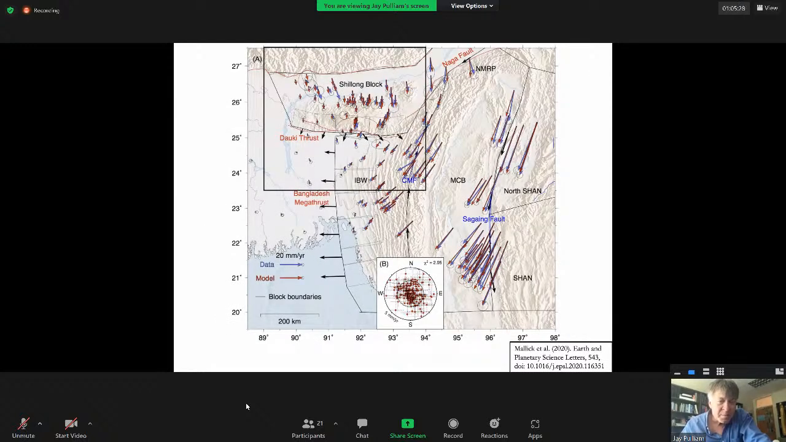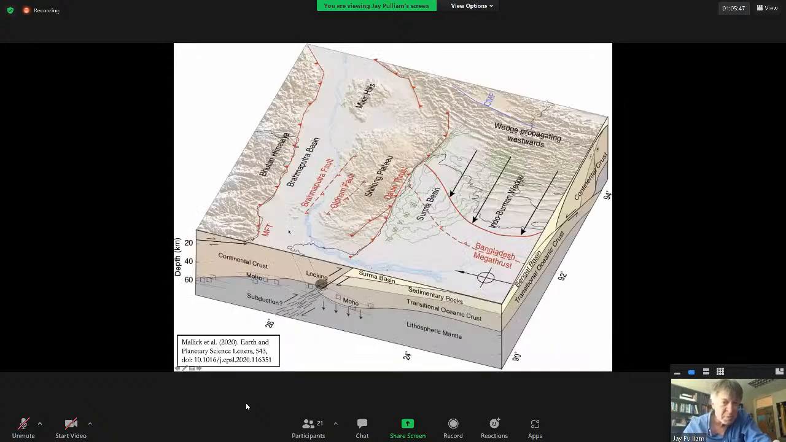And I guess some GPS data showing that the Shillong block is being thrust nearly backward. Sorry, I haven't thought about this in some time. I don't remember exactly what these arguments are.